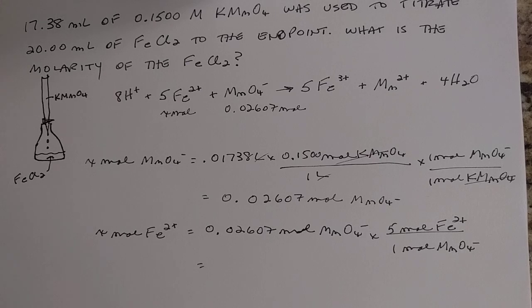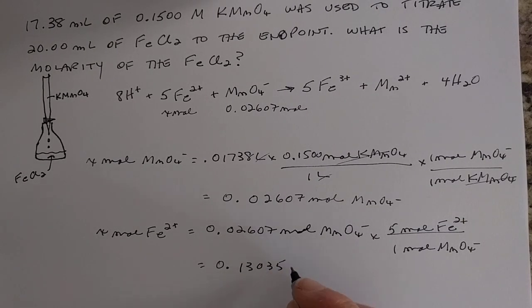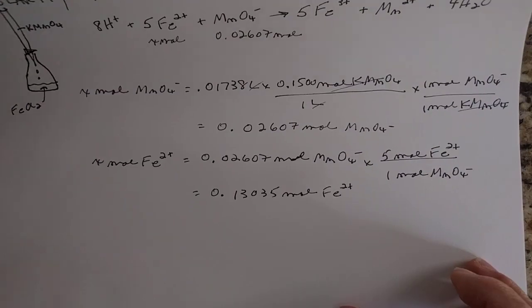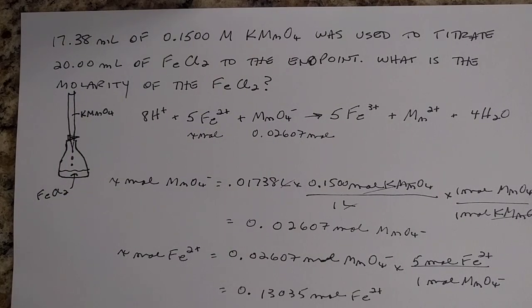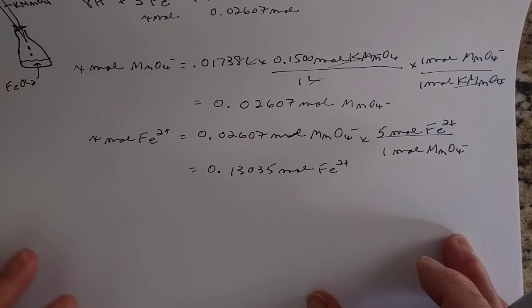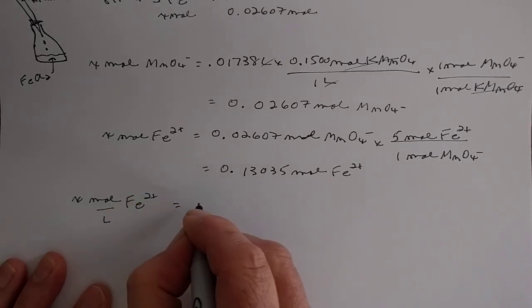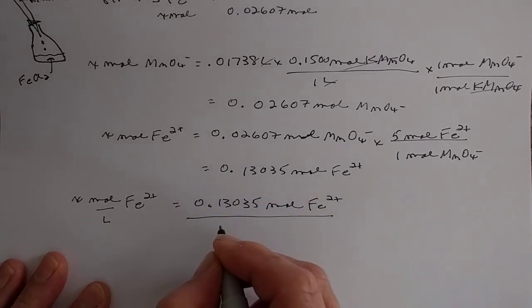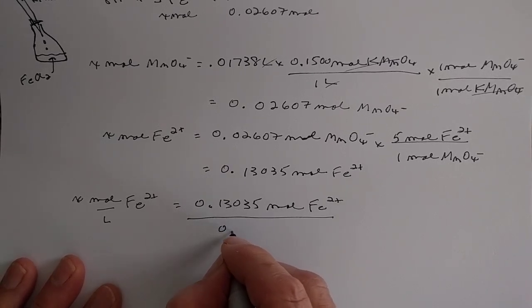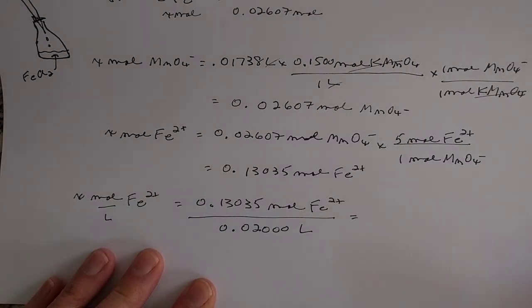Okay, so multiply that by 5. So we get 0.13035. I'll just keep that extra 5, even though with sig figs, it should be 4 sig figs. Okay, I'll do the 4 sig figs at the end. So now we just need to figure out our molarity. So this number of moles of Fe2+ is in that 20 milliliters. The moles are our original moles. So X moles per liter of the Fe2+ equals 0.13035 moles of Fe2+ divided by, change those milliliters to liters, so 20 milliliters is 0.02000 liters.